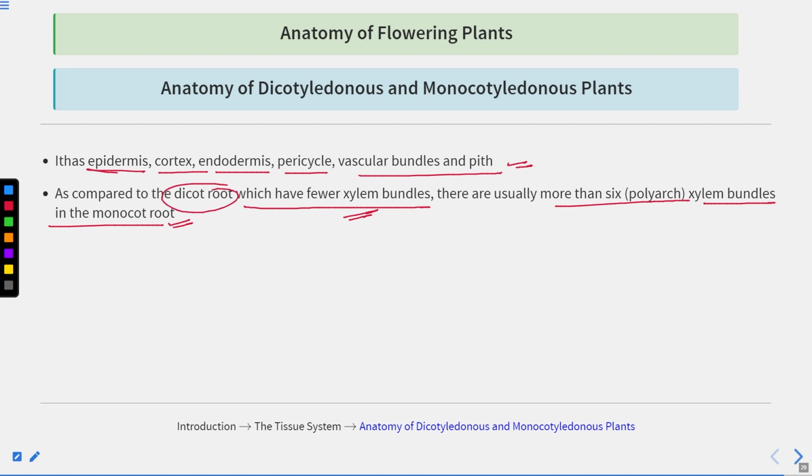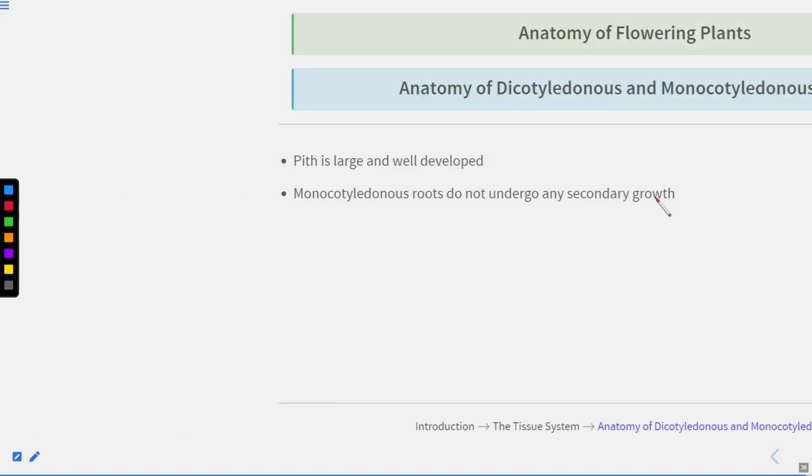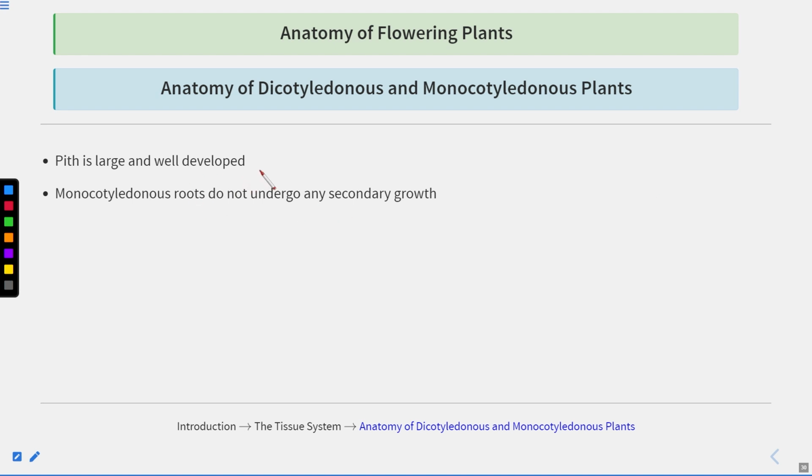Okay, so dicots show a fixed number of xylem bundles, whereas in the case of monocots you can see the bundles are quite large in number. That is polyarch, possibly 6 or more in number. Now the pith is large and well developed in the case of monocots, and the monocotyledonous root does not undergo any type of secondary growth. No secondary growth is seen in the monocotyledonous root, right?